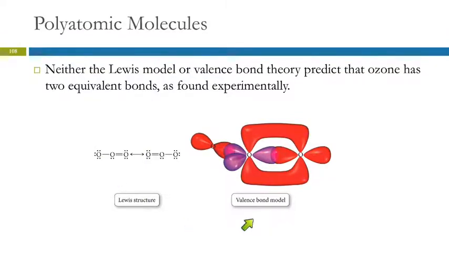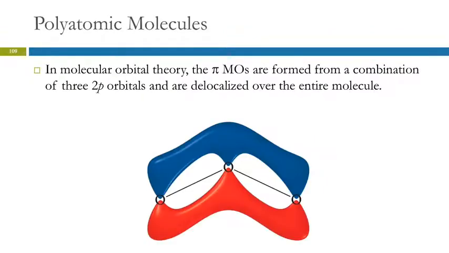Here's the valence bond model, and here we have to choose to put the double bond between these two oxygens or between the other two oxygens. Also does not explain why or how ozone can have two equivalent bonds. This is an illustration of an ozone molecule using molecular orbital theory. Let's put it that way. We're not going to draw any diagrams for 3, so that's something to be thankful for.